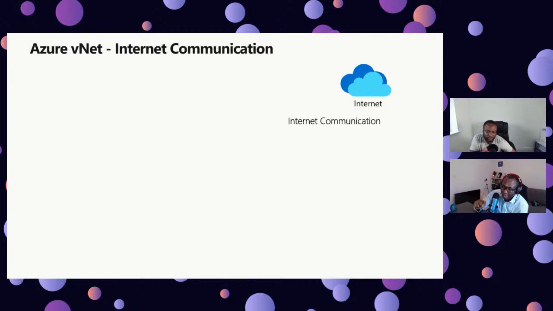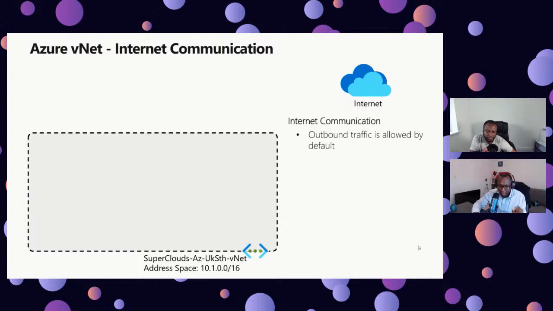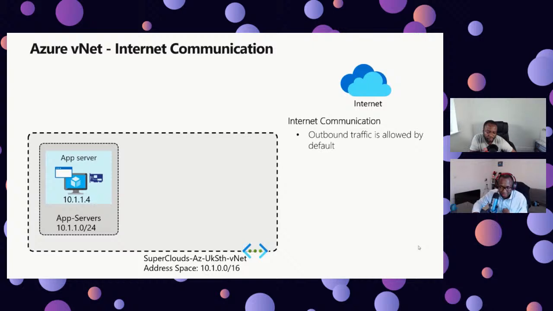Let's start first with internet communication. How does communication work between my instances in Azure and the internet? Internet communication, number one: outbound traffic is allowed by default. What does that mean? If I create a virtual network in Azure, Sakofi, and I have my subnets and my servers in that subnet, by default they can communicate outbound unrestricted with the internet. I don't need to do any configuration. All I need to do is create a network, create a subnet, and that virtual machine in that subnet can communicate with the internet. That's the default.